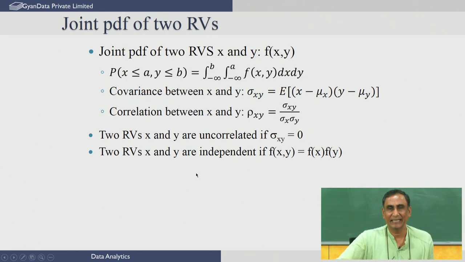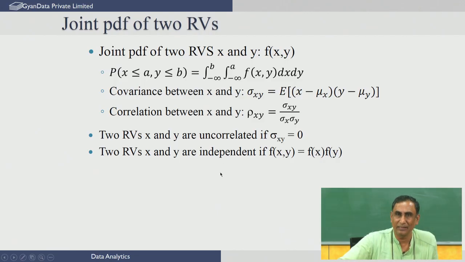Now having seen the distribution of a single random variable, let us move on to the joint distribution of 2 random variables. In general we will be dealing with multivariate distributions, which are joint distributions of several random variables, but first we will look at the joint probability density function of 2 continuous random variables x and y, denoted by the function f of x comma y, and the way this density function is used to compute the probability is as before.